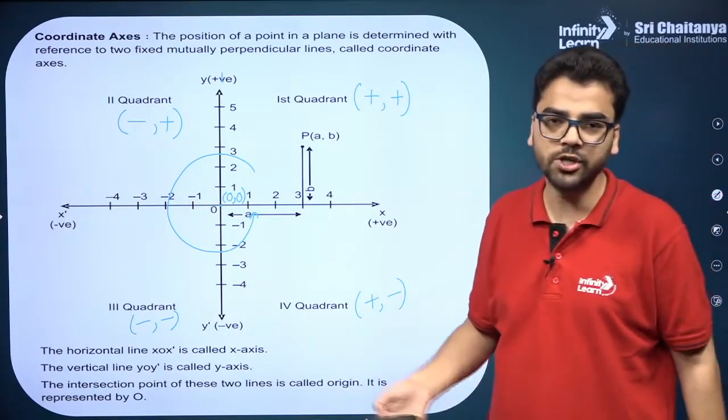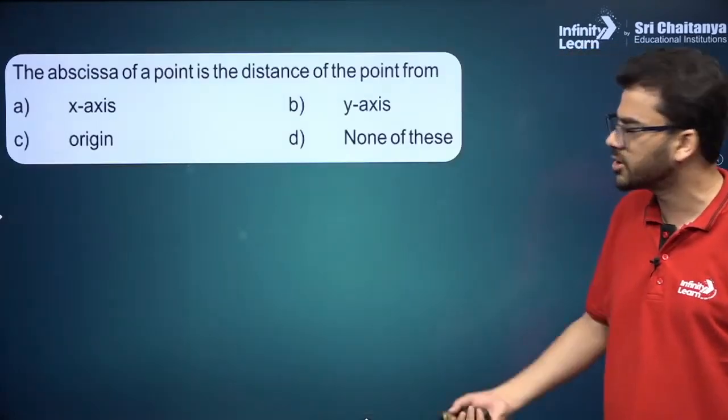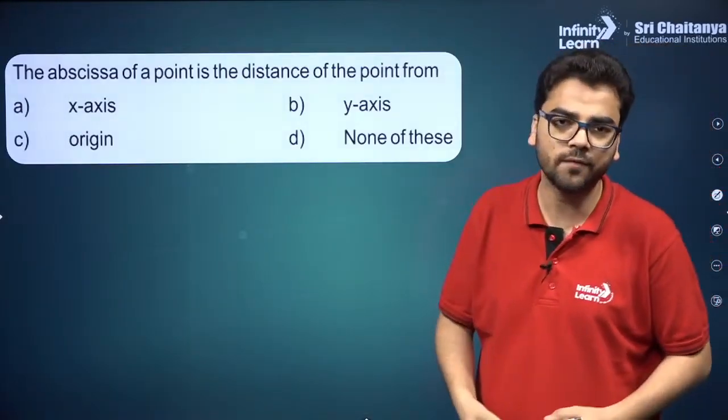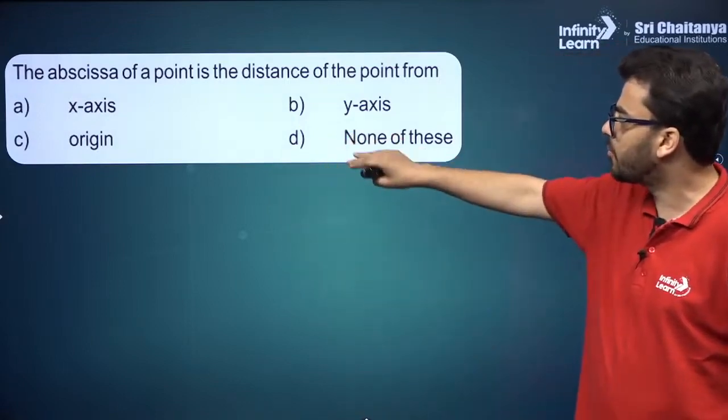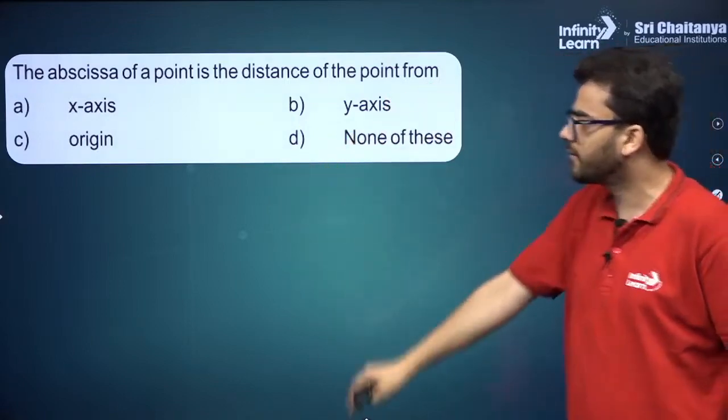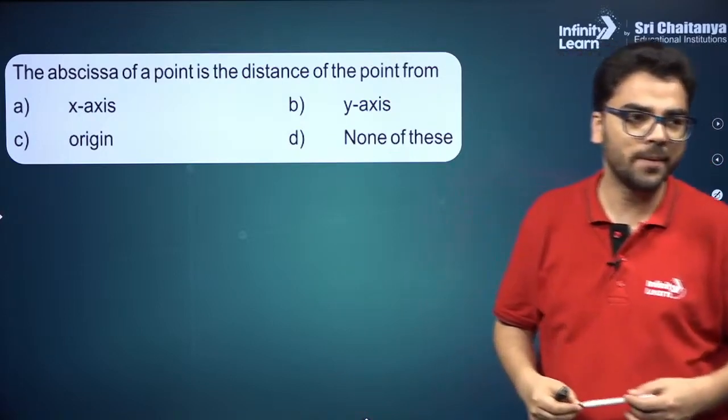So let's do some questions on the basis of these concepts. Basic questions only, because this is basics of coordinate geometry. So can you tell me what is the answer to this question? The abscissa of a point is the distance of the point from. What will be the correct answer?